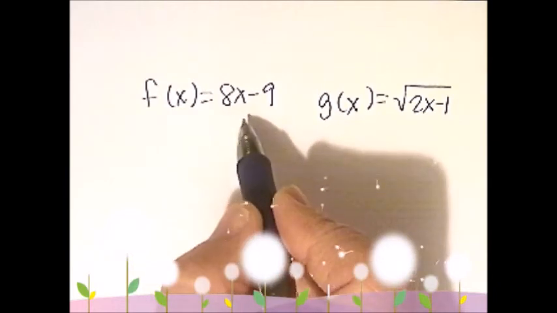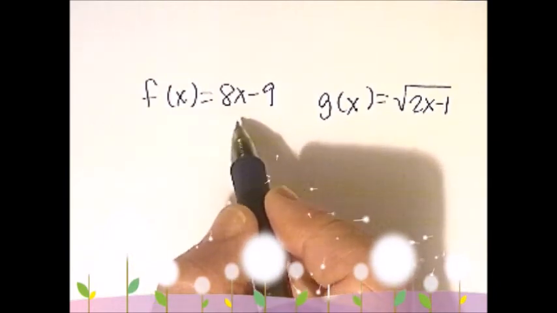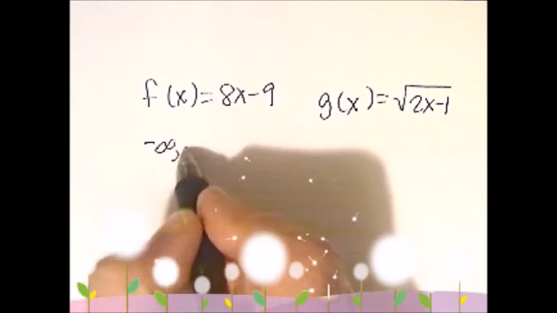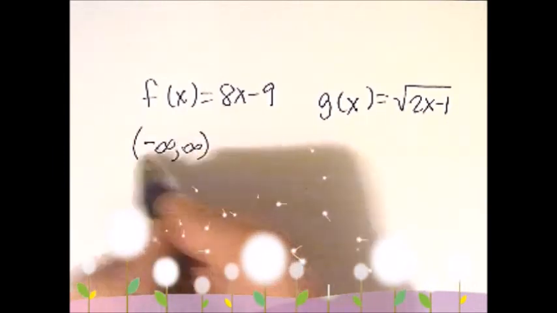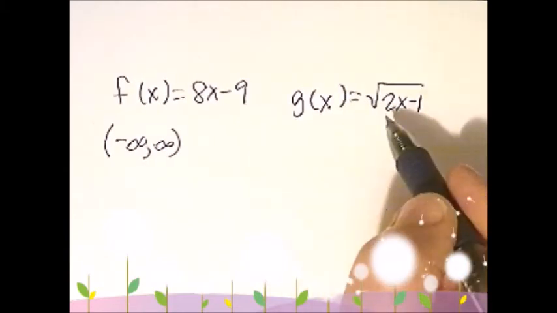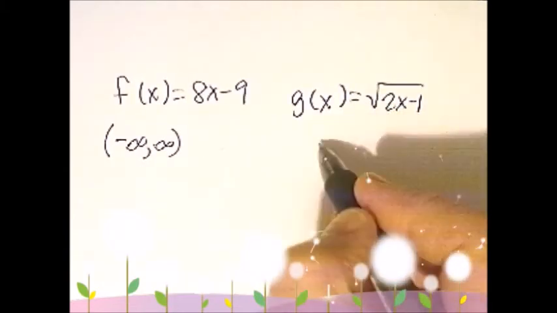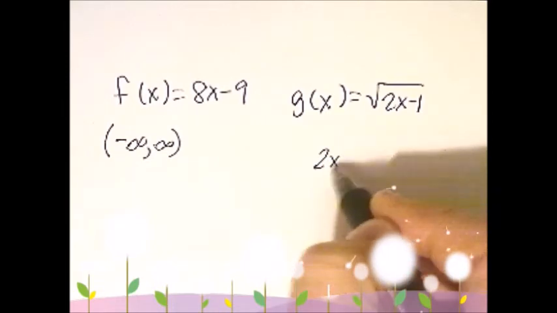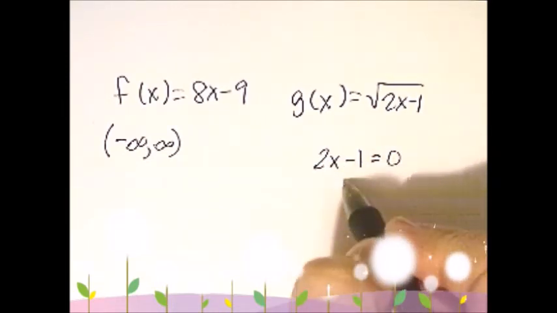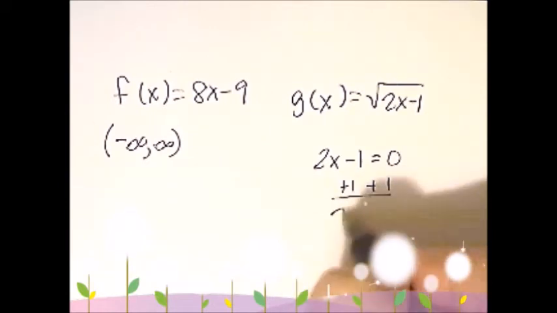So there's really no restriction for f of x. It doesn't have either of those situations, so its domain is any number from negative infinity to positive infinity. However, I need to figure out what the domain of g of x is. The smallest amount that I can have under the radical is 0. So I set 2x minus 1 equals 0. I solved that equation.